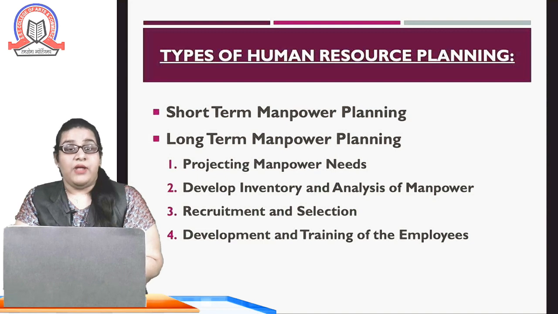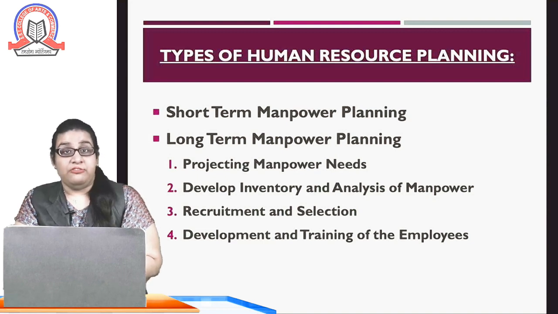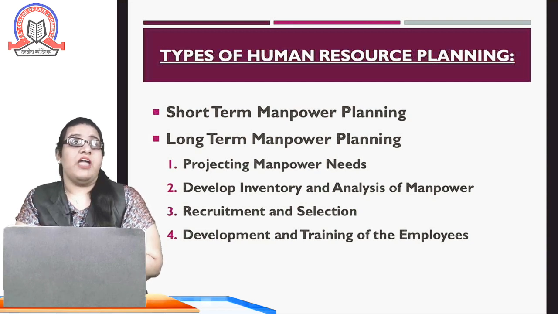So in long-term manpower planning, it includes projecting manpower needs, then develop inventory and analysis of manpower, recruitment and selection, and development and training of the employees. So in long-term manpower planning, we have to carefully think about the various aspects and the goals and objectives of the company. Accordingly, the HR manager has to plan the long-term needs of the company.